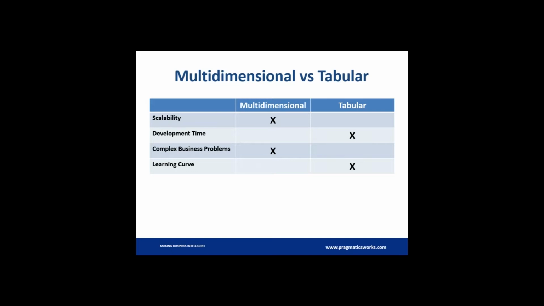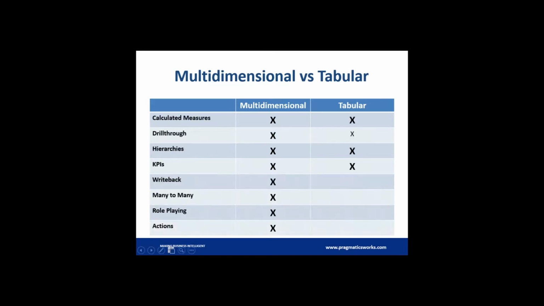Conversely, we have complex business problems. So those are going to be things like many-to-many relationships. Tabular just doesn't handle them as well as multidimensional does. So complex business situations, you're probably going to be going with multidimensional. And then, of course, as I mentioned, the learning curve. So Tabular is definitely the easier tool. It's much more like an Excel interface, and if you've ever used Power Pivot, you pretty much already know most of Tabular already.